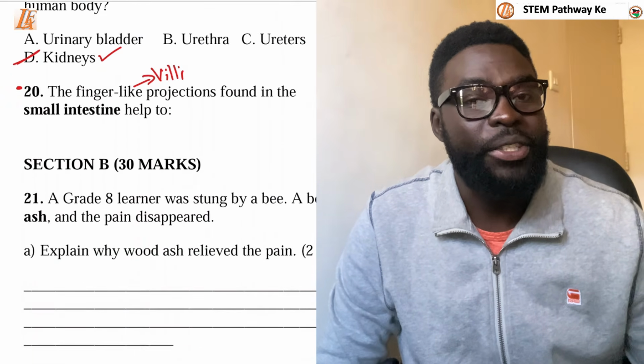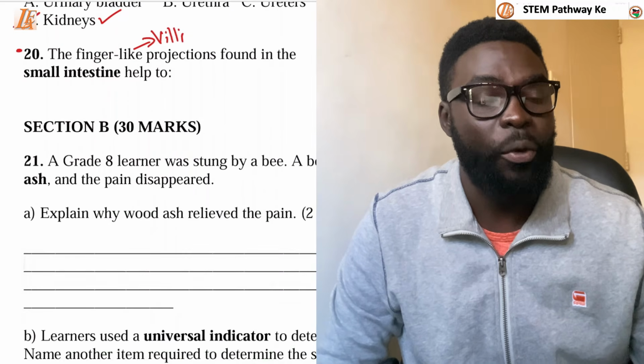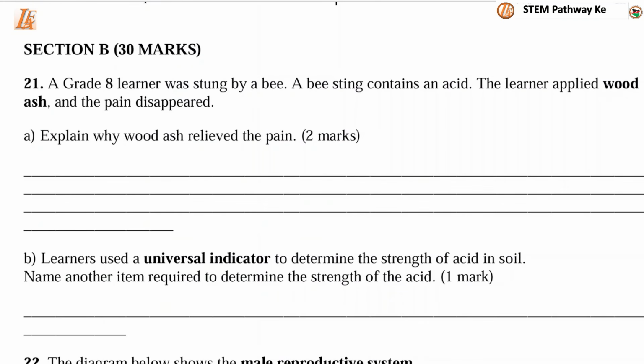Now let's move to section B, where we have structured questions. Question 21 reads, a grade 8 learner was stung by a bee. A bee sting contains an acid. The learner applied wood ash and the pain disappeared. Question A, explain why wood ash relieved the pain.